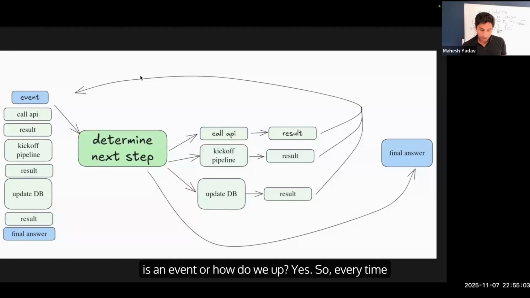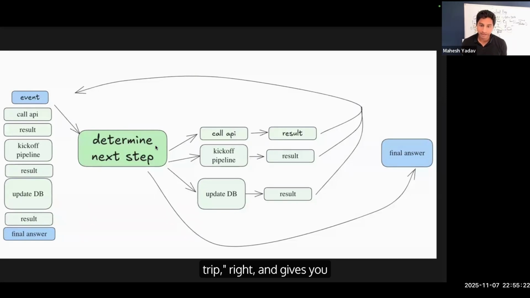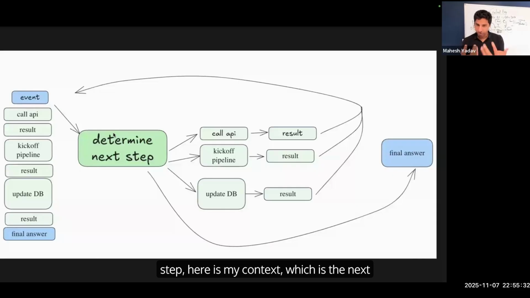Every time there is a change in the event, or even within an event, one graph or one quick execution you do, this context needs to change on each step inside that event also. So the event is a customer comes and says, book my Cancun trip, right? And gives you some instructions. But on that event, you will build context, not for everything.